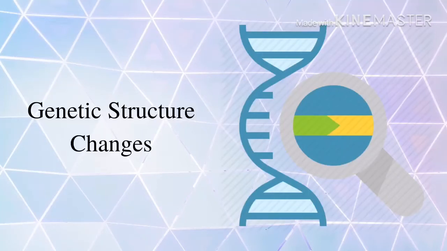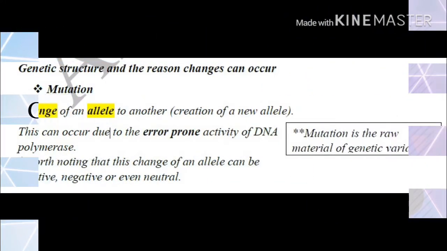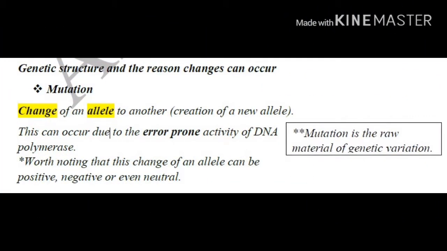During this lecture, we'll be talking about the genetic structure changes that can occur in a population. Let's first talk about mutations. In mutations, there is a change of an allele to another, and this is obviously creating a new allele. Usually, this is due to the error-prone activity of the DNA polymerase. However, let's try to explain this.